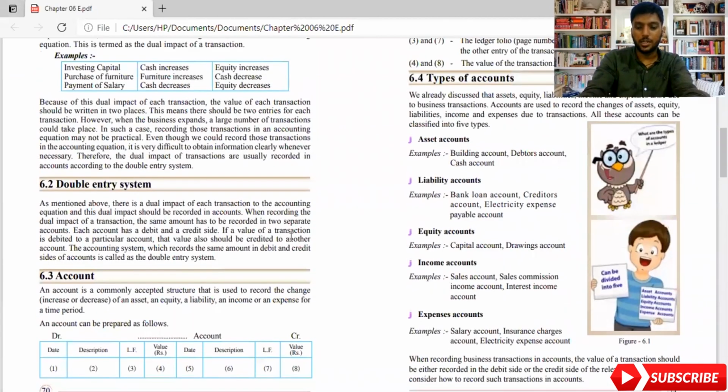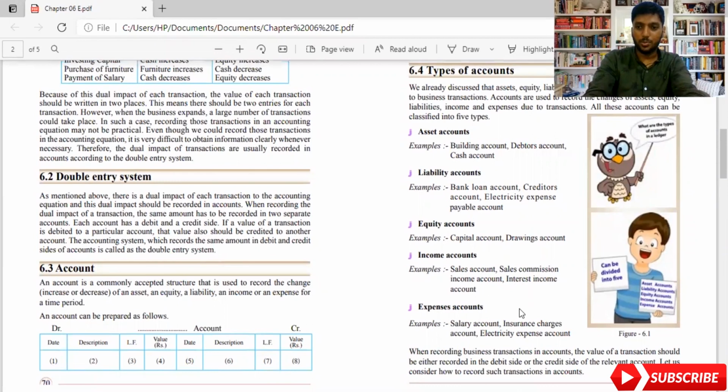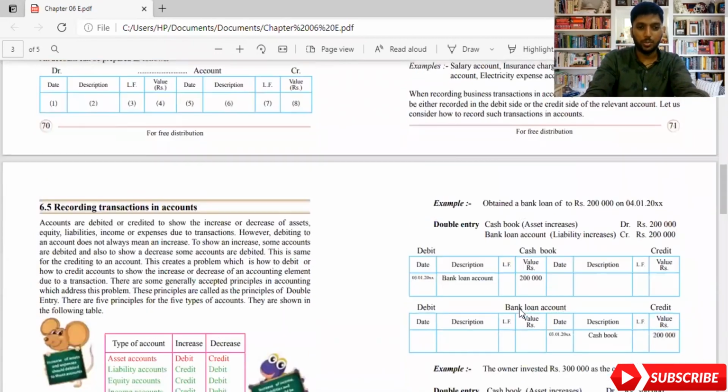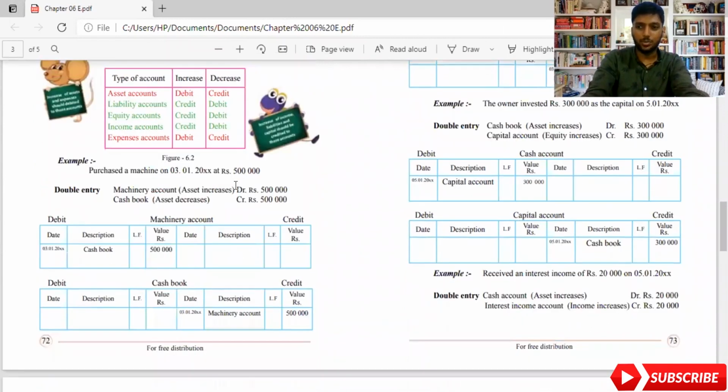So here they have given certain accounts, like building account, cash account as an asset, liability, capital. These accounts have been given thoroughly in chapter number 4 and chapter number 5. So now, this is what I was speaking about on my Excel sheet. This also they have given. Let's do these examples one by one.